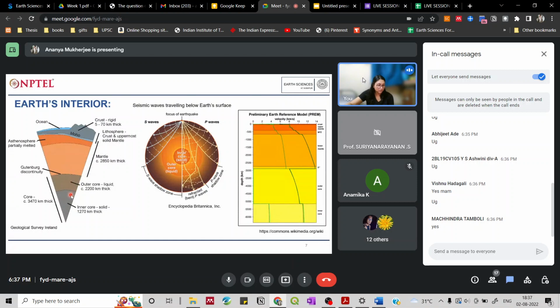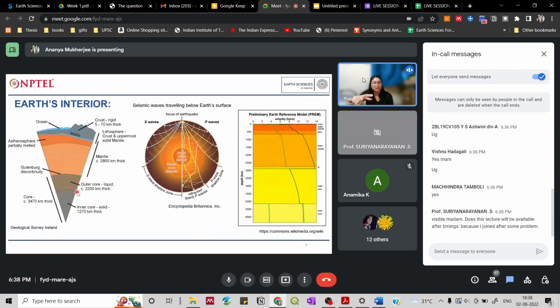And then later on you have one more discontinuity. I said that the outer core is liquid and the inner core is solid. So there is a region that is marked by the Lehmann discontinuity. So these are the discontinuities.